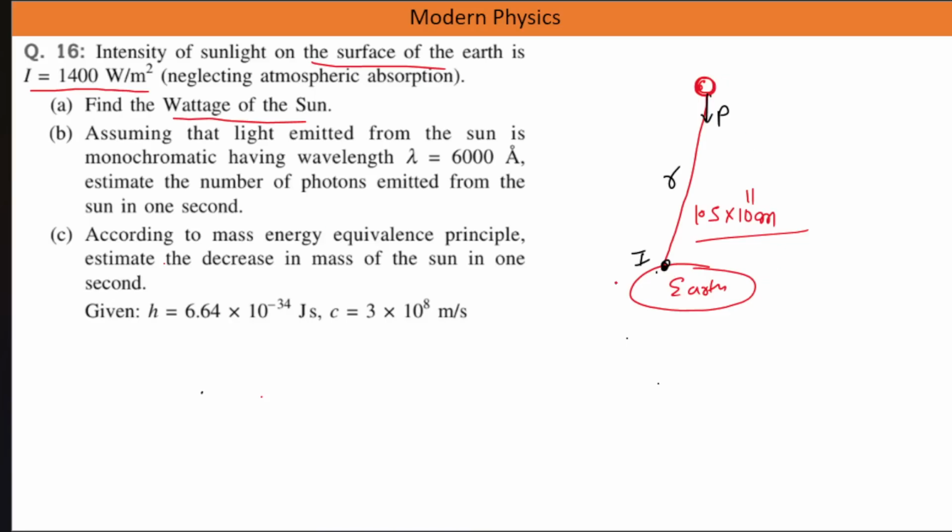Similarly, if you talk about the sun, then what will be the intensity of light in terms of power? That will be equal to P divided by 4 pi, and this is R, R is 1.5 into 10 to the power 11, squared. Okay? It will be this one, right? I is given. We need to calculate power.